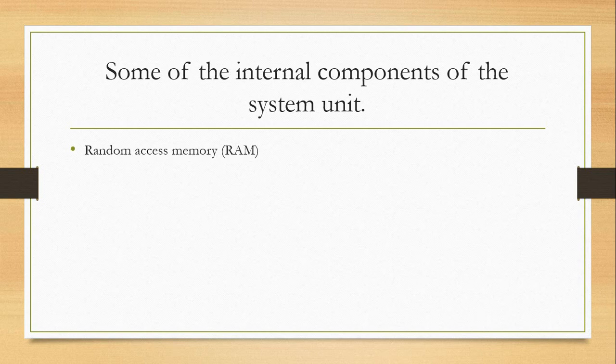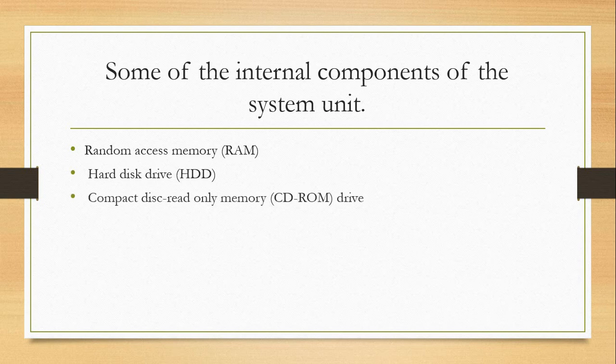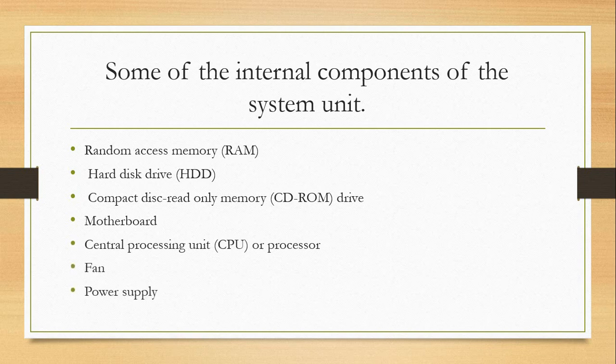We have RAM, which is the random access memory. We have hard disks. We have the compact disk drive, or the ROM, the read only memory. And we have the motherboard. We have the central processing unit. We have the fan. We have the power supply.